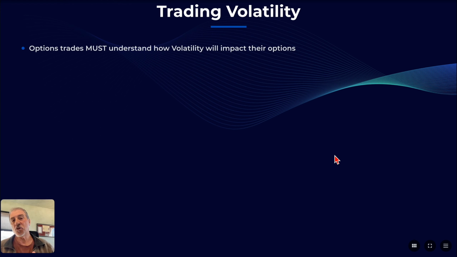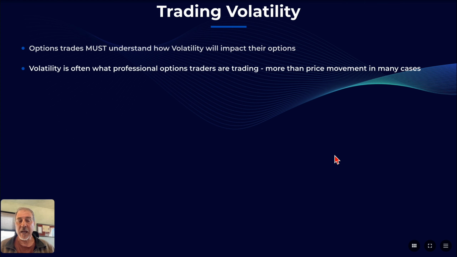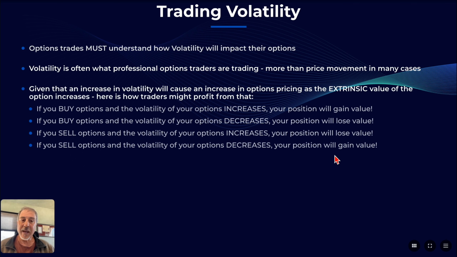So when we look at trading volatility, many traders don't realize that options traders specifically have to understand how volatility is going to impact their options price, because you're not only trading the price of the underlying, in many cases, you're also trading volatility. That's what professional option traders are looking for. And I'll give you some examples of how they use that in their favor. Given that an increase in volatility is going to cause an increase in the option's price, as that extrinsic value increases, here's how a trader can profit from that.